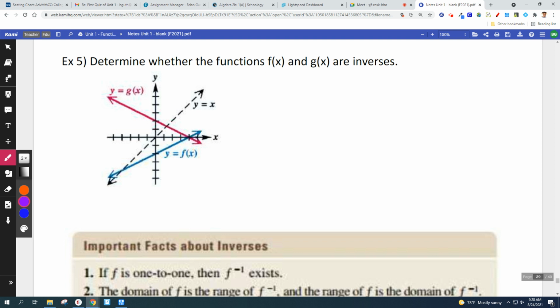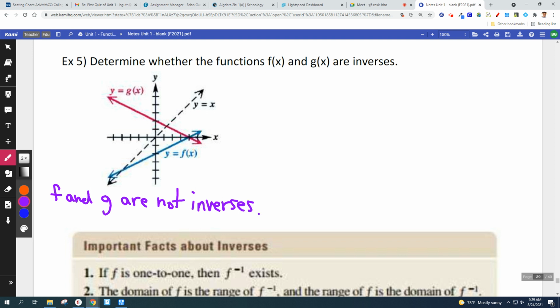Determine whether these two functions are inverses. And you look at the graph, and if you know what you're doing, you're going to immediately be able to tell that they're not. Okay? F and G are not inverses.